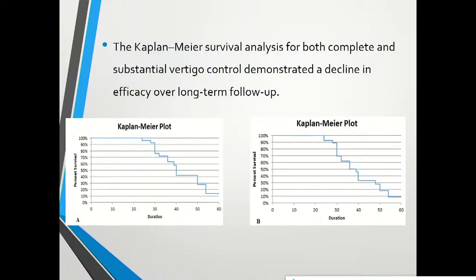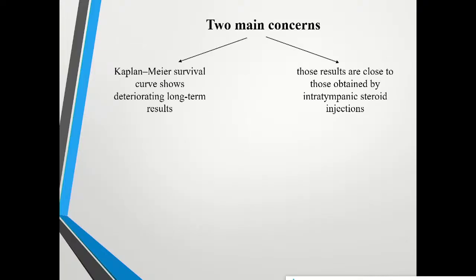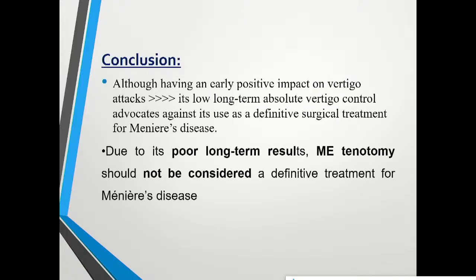When doing Kaplan-Meier survival curves to detect whether these results can be reliable on long-term follow-up or not, we found declining results for the cases, either for complete control or substantial control. There are 2 main concerns with this technique: that the long-term survival results cannot be guaranteed, and also those results are nearly like the intratympanic steroid injection results. So at the end, we cannot consider the middle ear tenotomy as a definite treatment for Ménière's disease due to its poor long-term results. And if it's offered for the patients, it should have realistic expectations, unlike published before.